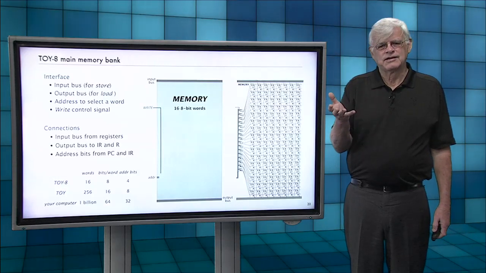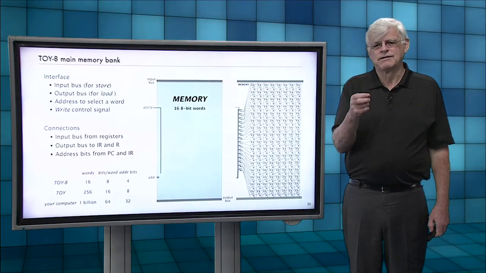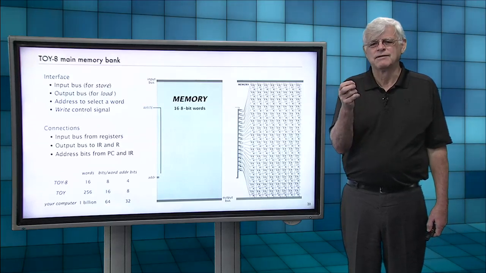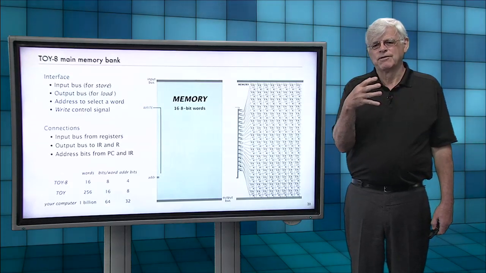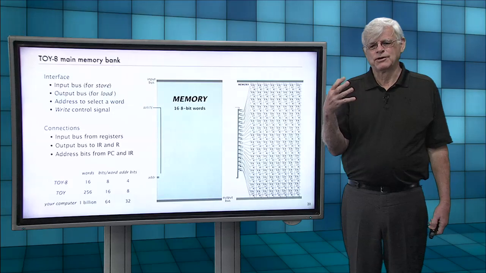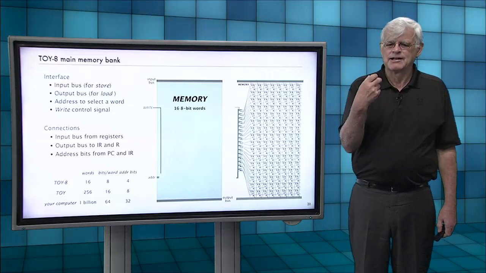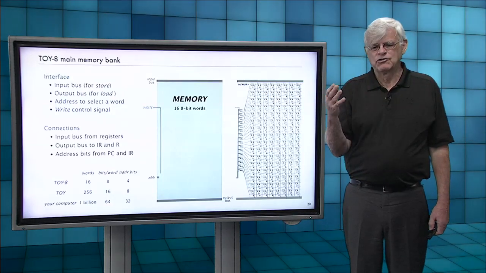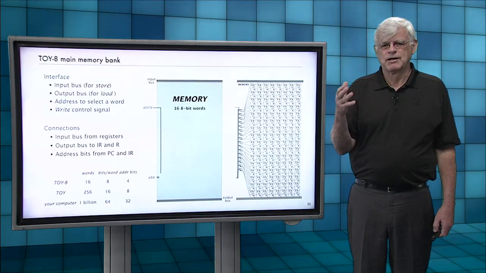So that's starting from the idea of a simple flip-flop, cross-coupled NOR gates. We get several of the main components of our toy computer. We get the clock that has one flip-flop in it, 1 bit of memory. We get our registers, and we get our main memory.